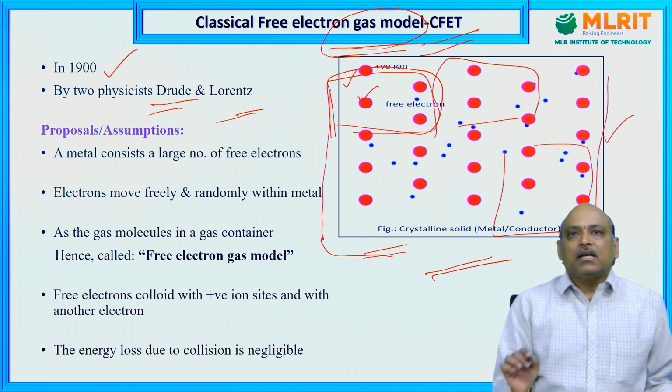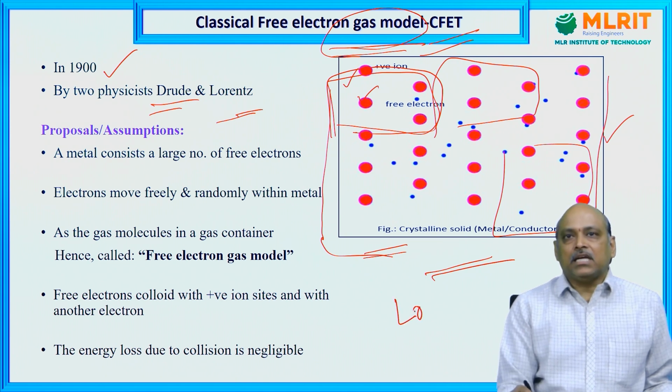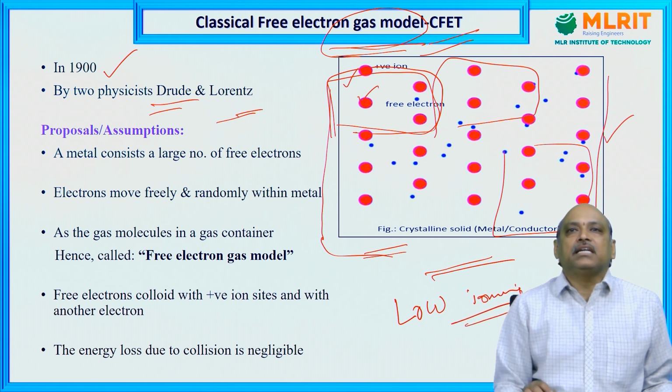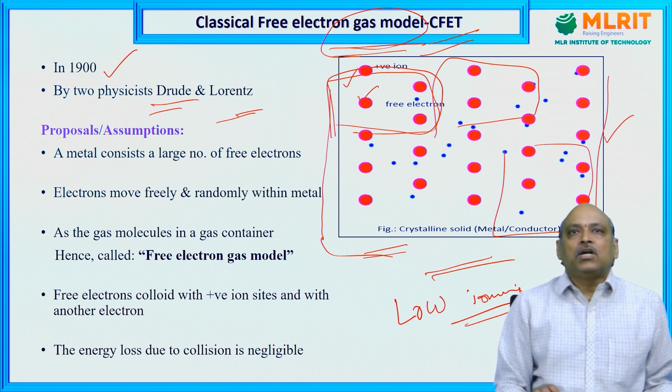One more important property of metals is that metals have low ionization energy. What is this ionization energy? It is the minimum energy required for an atom to release an electron, and that is what we call ionization energy.